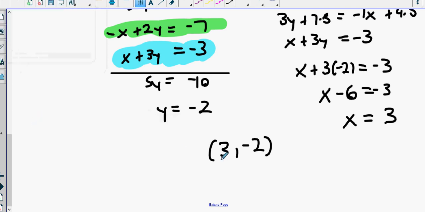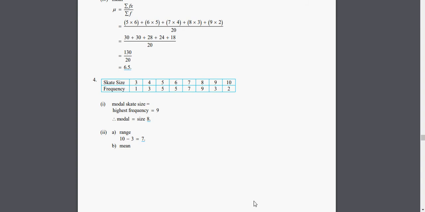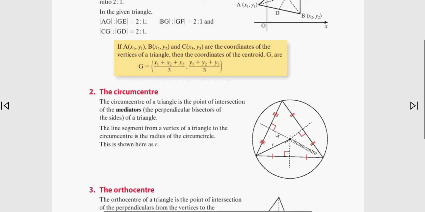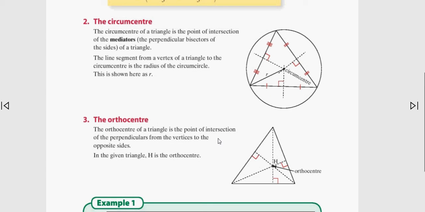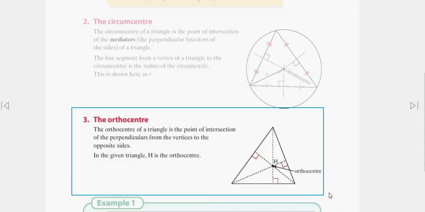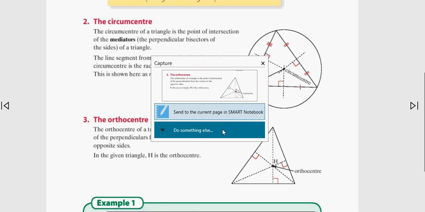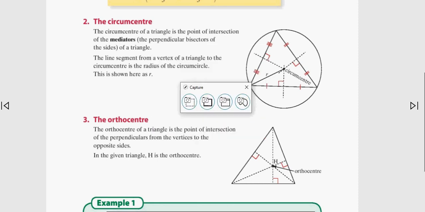Next thing we're moving on to is an orthocenter question. Alright, the orthocenter. The orthocenter of a triangle is the point of intersection of the perpendiculars from the vertices to the opposite sides. It's very similar to the circumcenter, except with one difference, really.